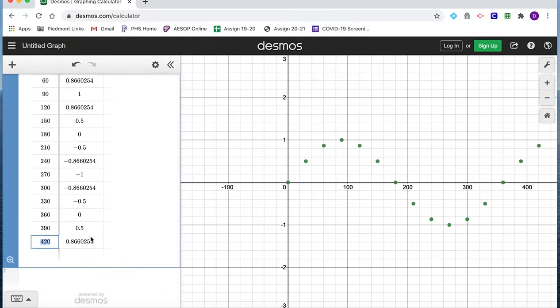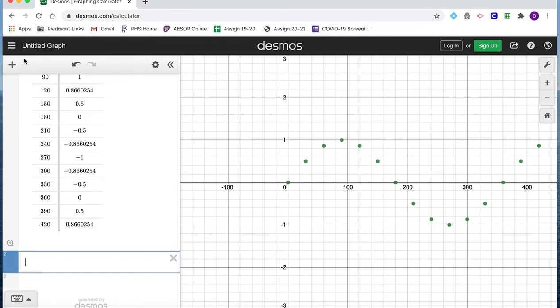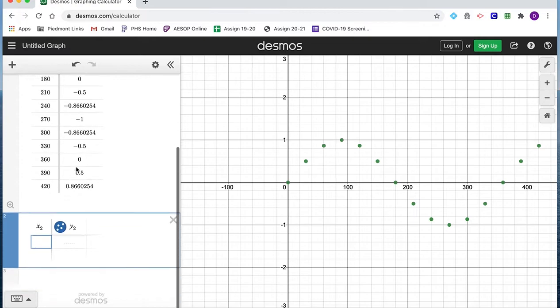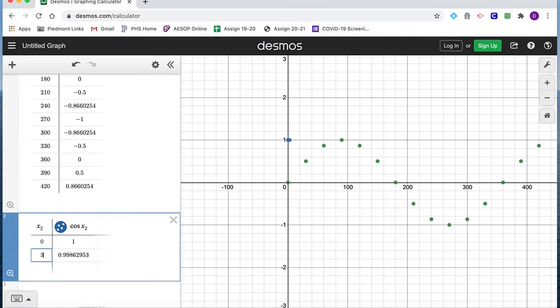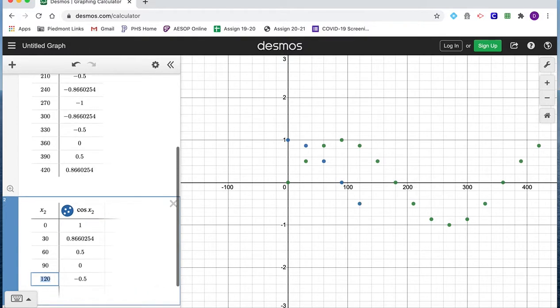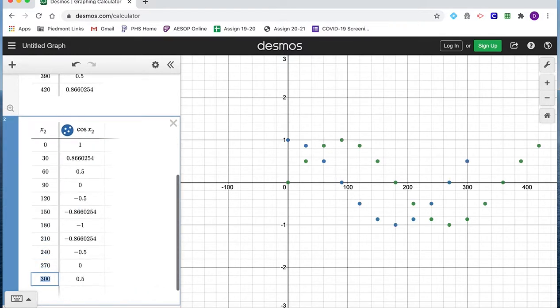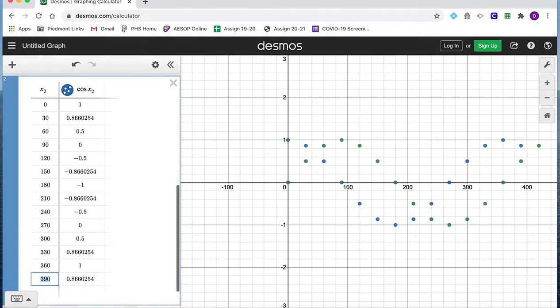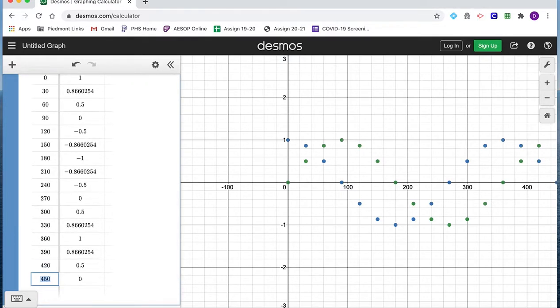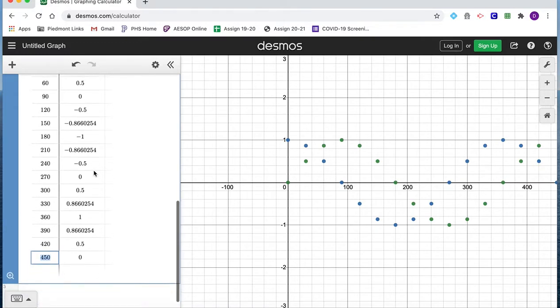We can also make a graph for cosine using the same idea, starting with a table of values. This time I'll have x2, and I'll go cosine of x2, and now I can start plugging in values. For 0, the cosine of 0 degrees is 1. Go down to the next one, let's say 30 degrees. The cosine is 0.866. If I keep going through that pattern, I start generating the cosine wave.